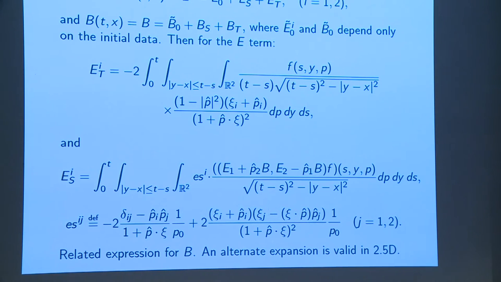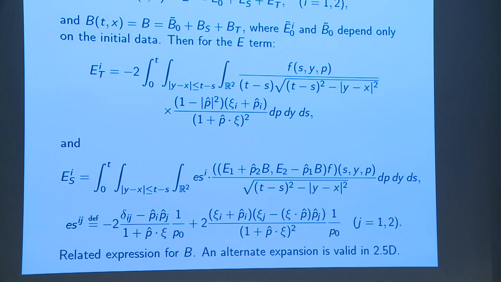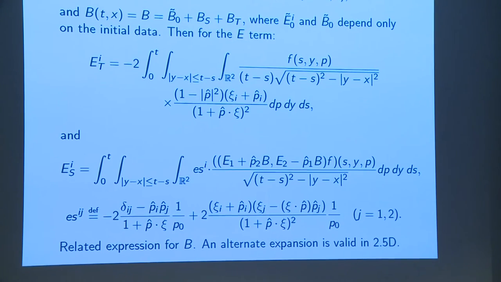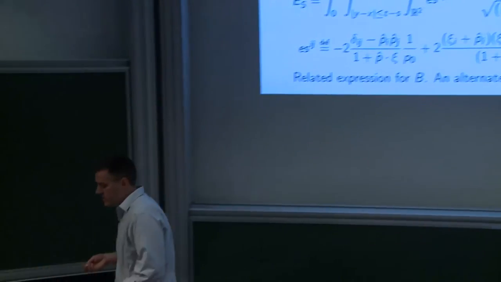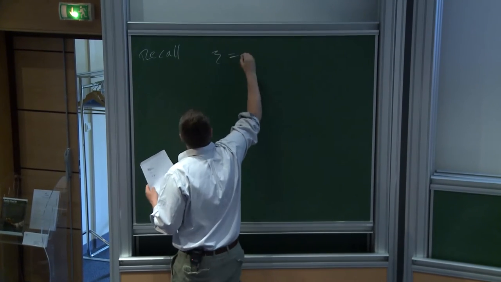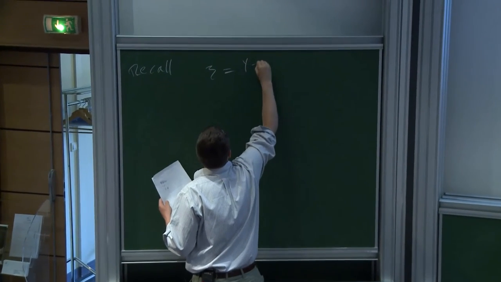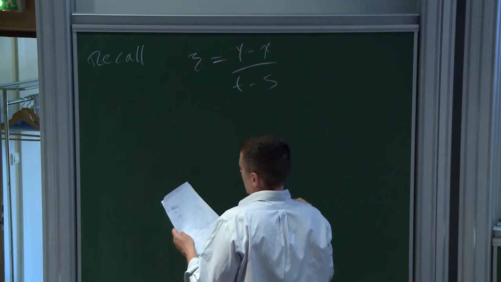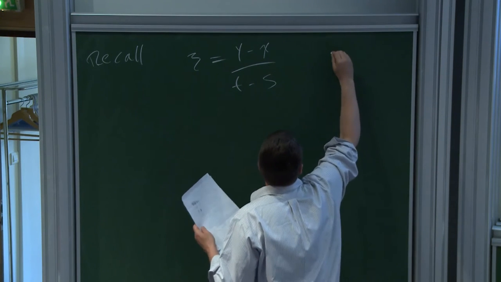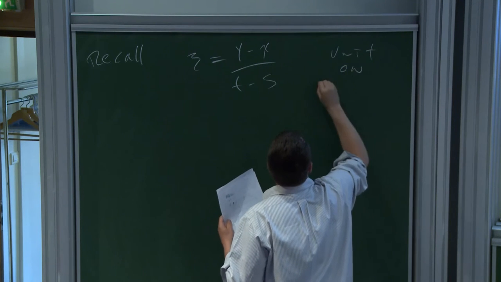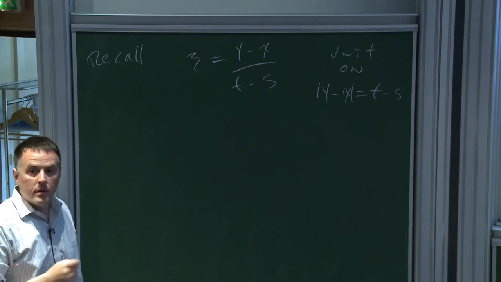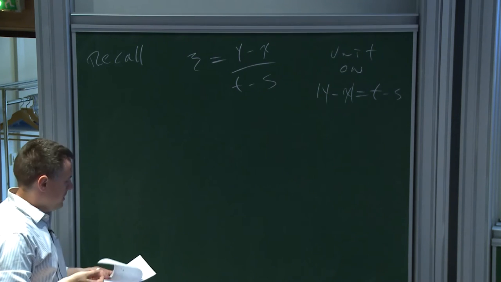So I wanted to just explain quickly, or not so quickly, what you get with these expressions. So how do you estimate these things? Recall c is (y minus x) over (t minus s), and is a unit vector on the boundary of the cone you're integrating over, but it's smaller than that on the interior.